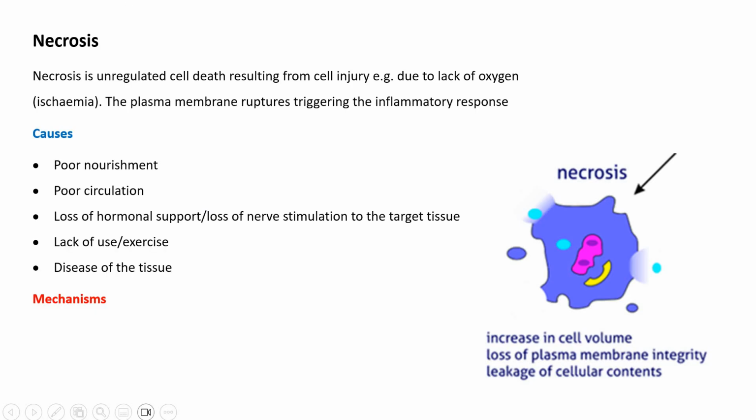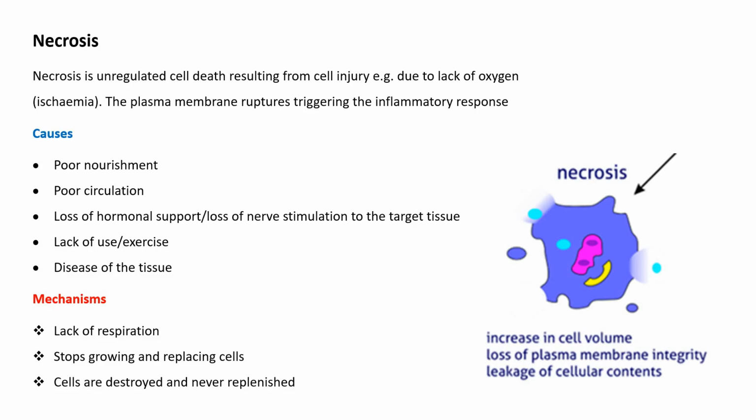So the causes of necrosis are poor nourishment, poor circulation, loss of hormonal support or loss of nerve stimulation to the target tissue, lack of use or exercise, disease of the tissue. And the mechanisms are lack of respiration, stops growing and replacing cells, and cells are destroyed and they are never replenished.